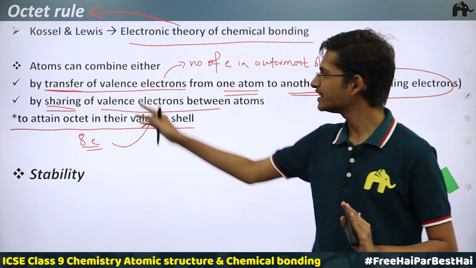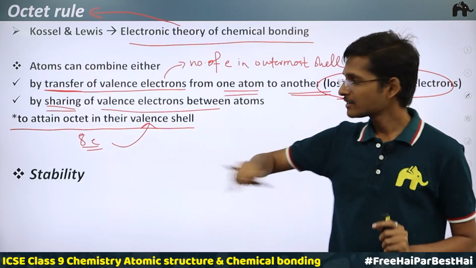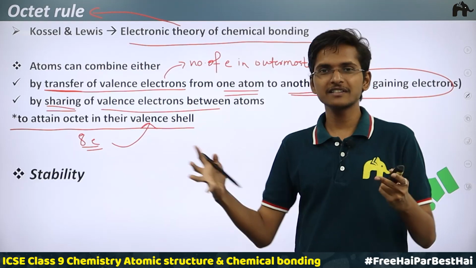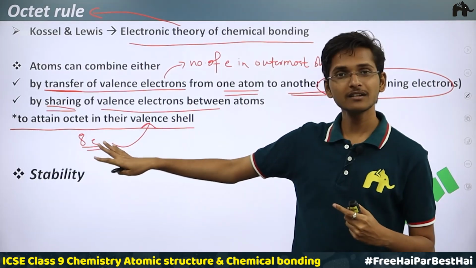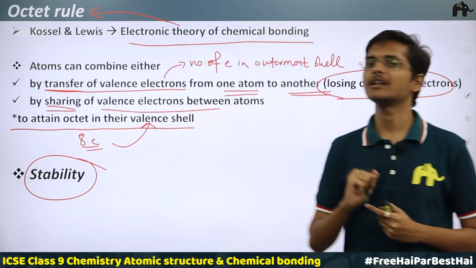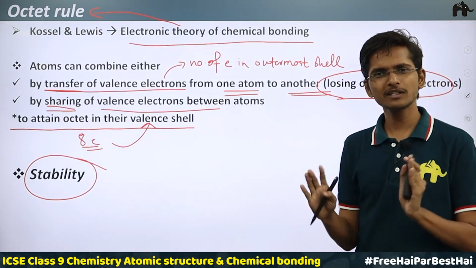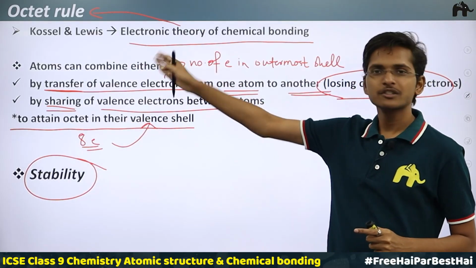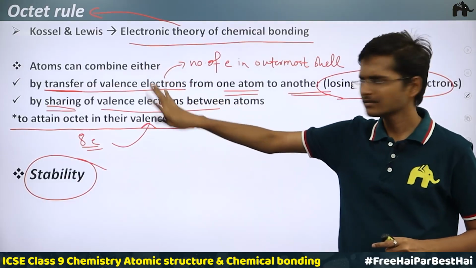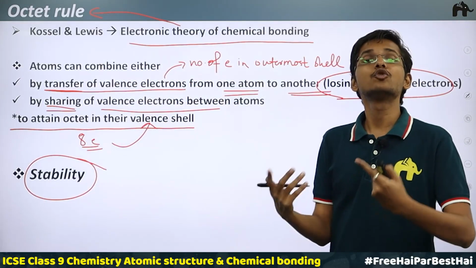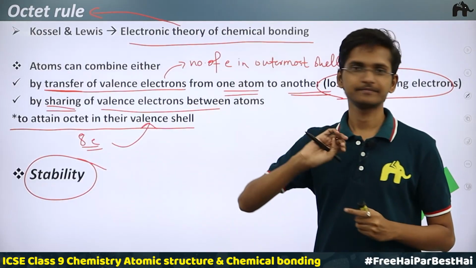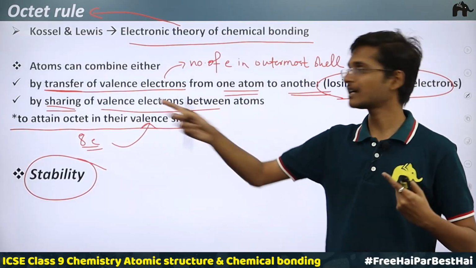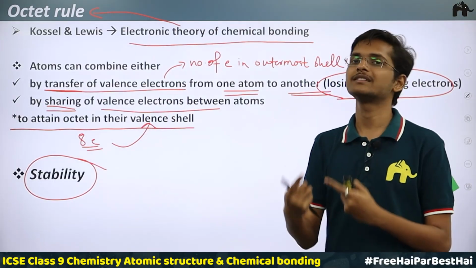For this reason they do these things, because having 8 electrons in the outermost shell is a super crazy thing for atoms. By doing this, they become stable, so they are super crazy about having 8 electrons in their outermost shell. In short, Kossel and Lewis told that atoms combine in this manner simply to become stable. How do they become stable? By attaining 8 electrons in the valence shell.